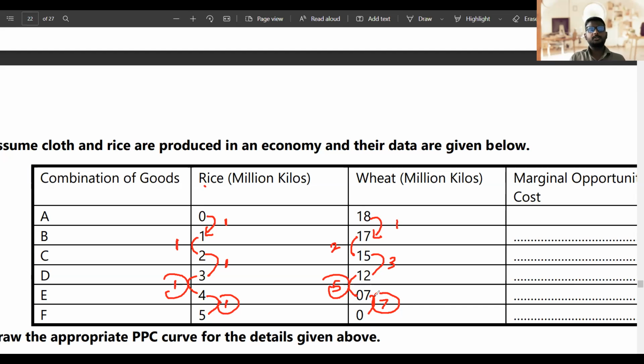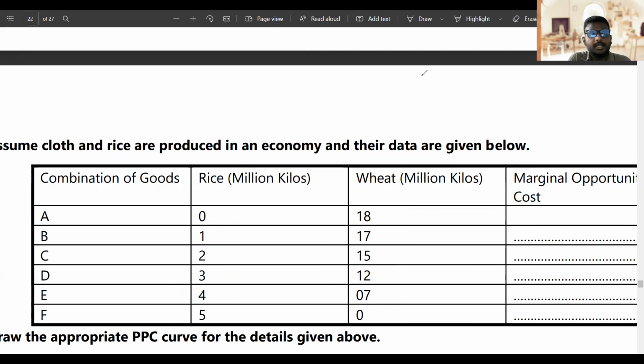So that is increasing opportunity cost. Opportunity cost is when you produce one more unit of rice, here on the other side, when you produce more units of rice, in wheat you are losing out. That is opportunity cost in production. And here, for every unit of rice produced, the opportunity cost in wheat is going up and up and up. That's what increasing opportunity cost means.